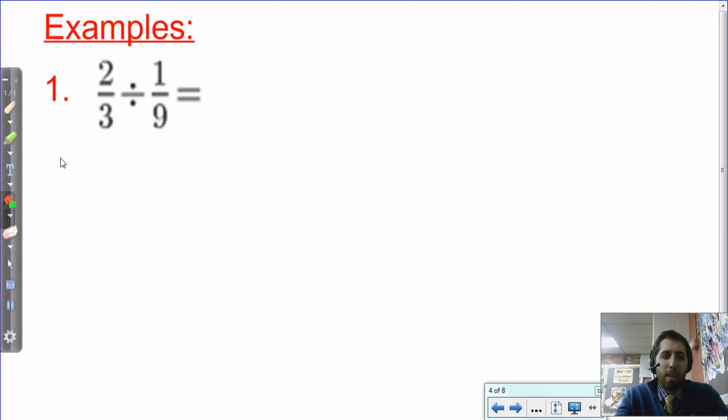So let's see what this looks like in practice. We've got one example for you right now. It's 2/3 divided by 1/9. Whenever you see division of fractions, all I want you to think is same, change, flip. So the first fraction remains the same, 2/3.